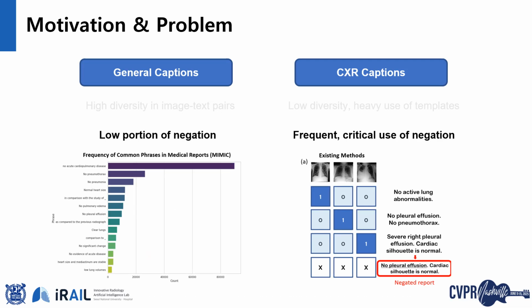Negation is common and clinically important in reports, but most models ignore it and lack a benchmark to test for it. Adding negative reports as hard negatives just worsens semantic overlap, so negation needs more careful handling in medical vision language learning.